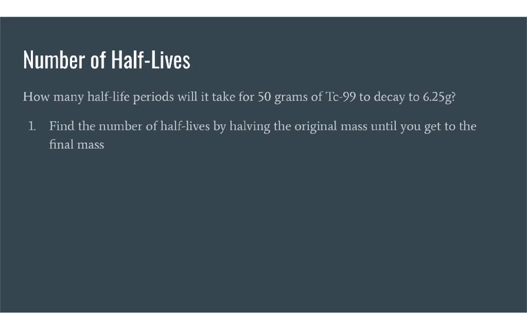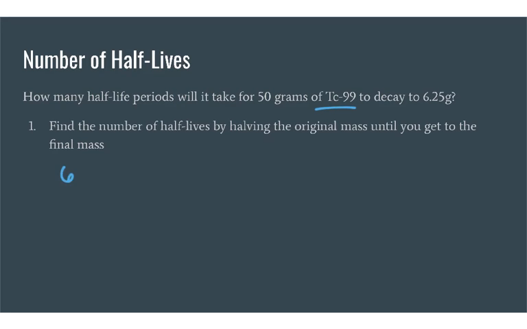So after fraction remaining, we're going to look at number of half-lives. So now we're going to be determining how many half-lives have happened, right? So let's look at technetium-99. How many half-life periods will it take for 50 grams of technetium-99 to decay to 6.25 grams? So what we're going to do is find the number of half-lives by halving the original amount until we get to the final mass, right? So we're actually going to be working backwards here.